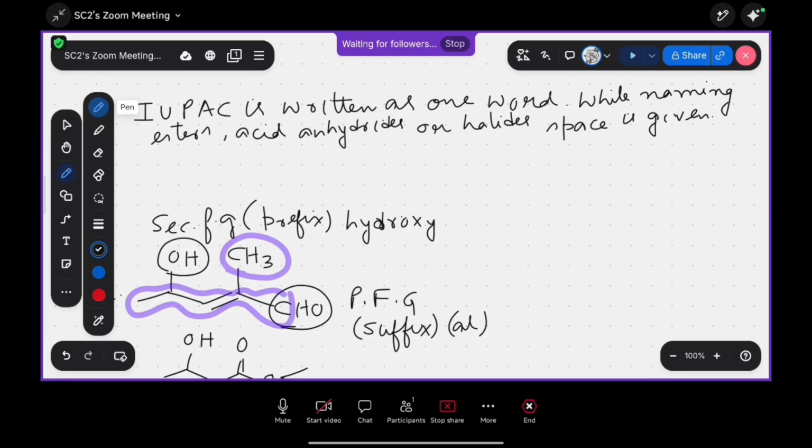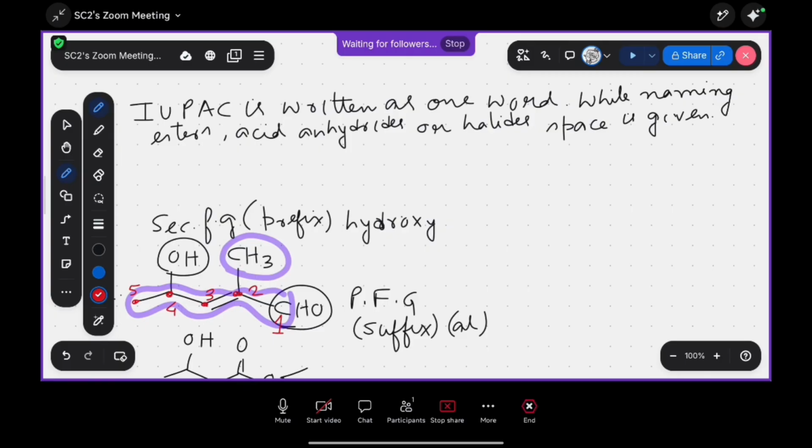Now after the selection of parent chain, we number. And how do we number? The principal functional group is given the lowest locant, that means this is carbon 1. Then this becomes carbon 2, this is carbon 3, this one behaves as carbon 4, and this one is carbon 5. So the parent chain has 5 carbon atoms, including the carbon atom of the aldehyde functional group.